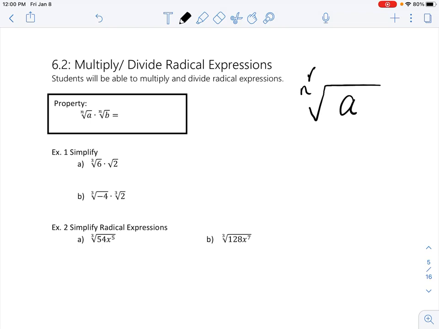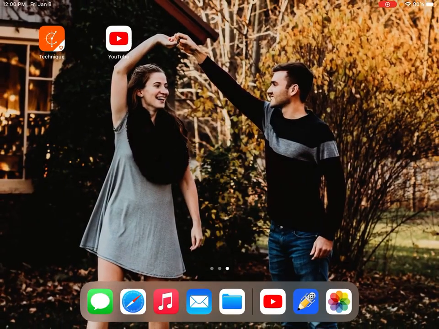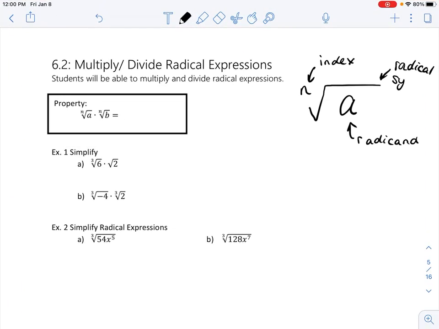We have something called an index. I've been calling that the root. I'll probably keep calling that the root. But it's technically called the index, as well as the number underneath or letter is called the radicand. And this is the radical symbol. Okay? So now that we know what those are called, we can talk about them.